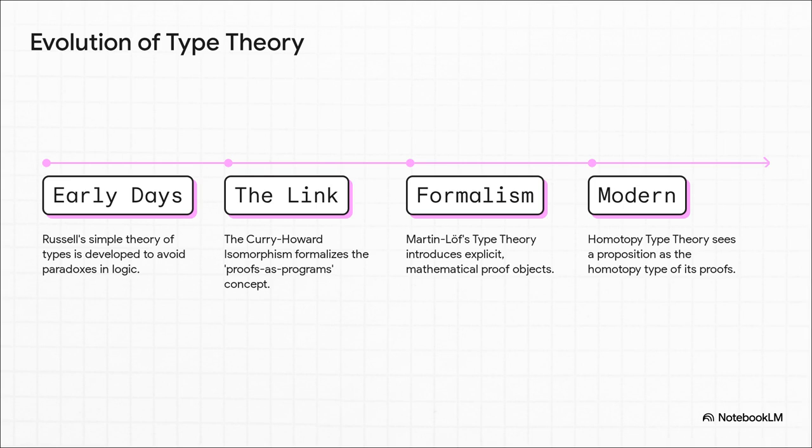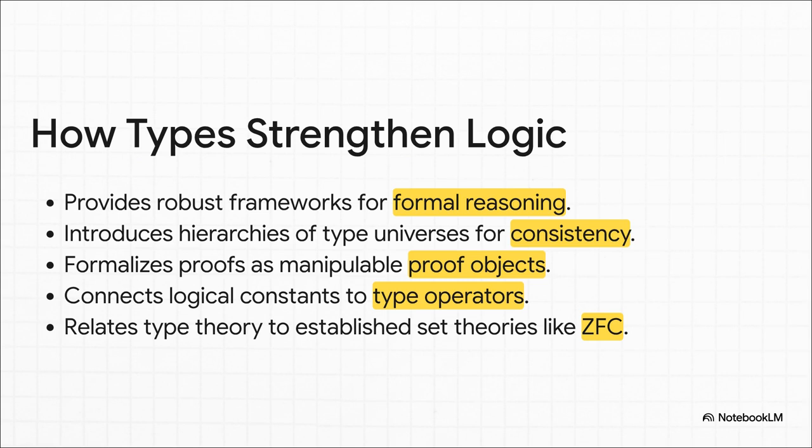And today, that journey continues with some seriously mind-bending stuff like homotopy type theory. So what did all this actually do for math? Well, for starters, it gave us a powerful new toolkit for formal reasoning. By turning these abstract proofs into concrete proof objects that you could actually work with, and by organizing everything into these consistent hierarchies, it made the entire structure of mathematics stronger. It even connected these new ideas back to established foundations like set theory.